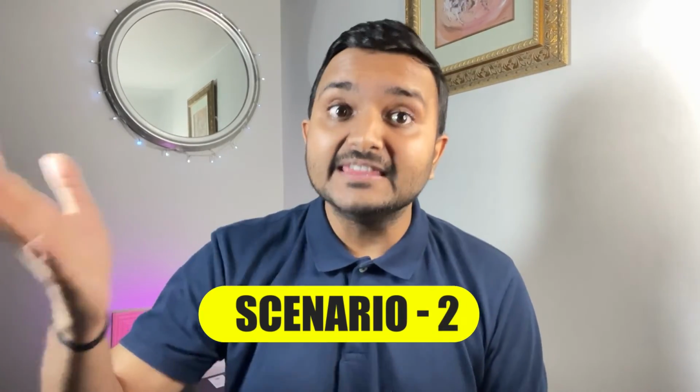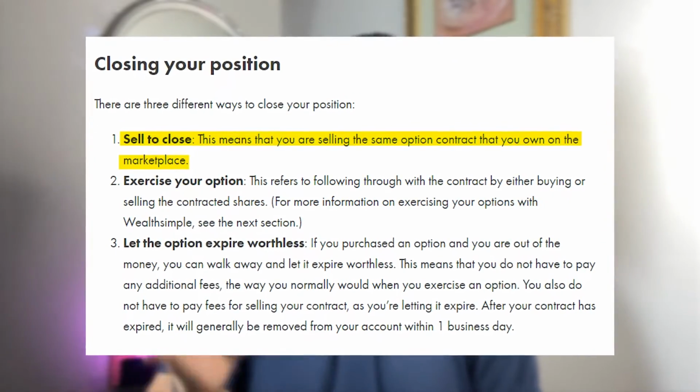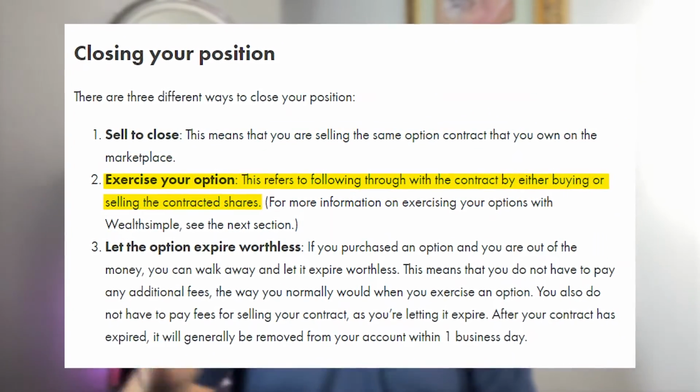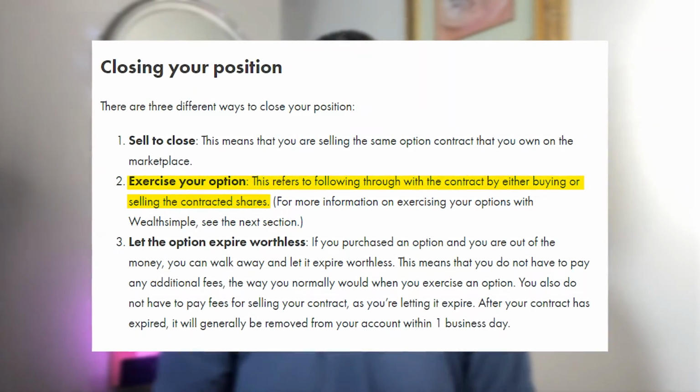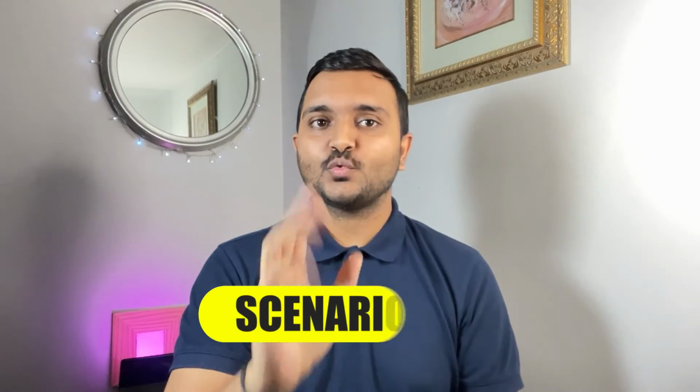Now the second scenario is that your option is in the money. So if your option is in the money at least $0.01 at expiration, then you can make a profit. And for that you have two choices. The first choice is that you sell the option contract itself to lock in your profits before the expiration date, and the second option is that you can exercise the option, which means you agree to buy the stock at the strike price. Now the third scenario is very interesting.